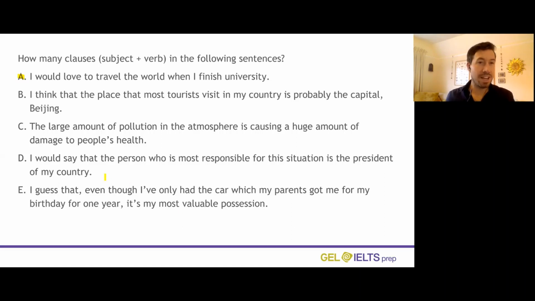Okay, well, let's look together. So we've got "I" as the subject, "would love to travel" is the verb, and then we've got "I" as another subject, "finish" is another verb, and it's connected by the linking word "when". There's two clauses in there. So the correct answer for that is 2. Now I want you to look at questions 2 to 5 and try to do the same for these 4 sentences. And I'll just give you some time to try that.